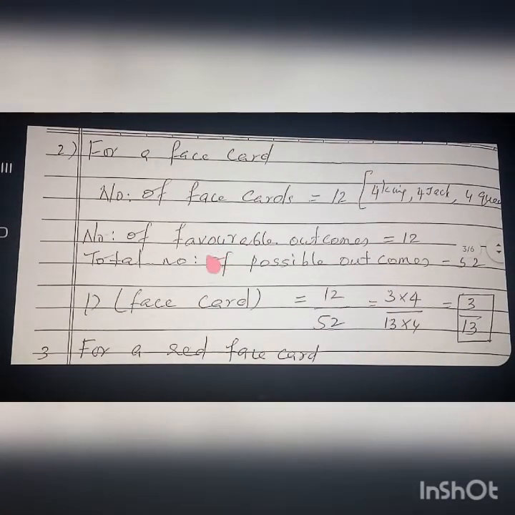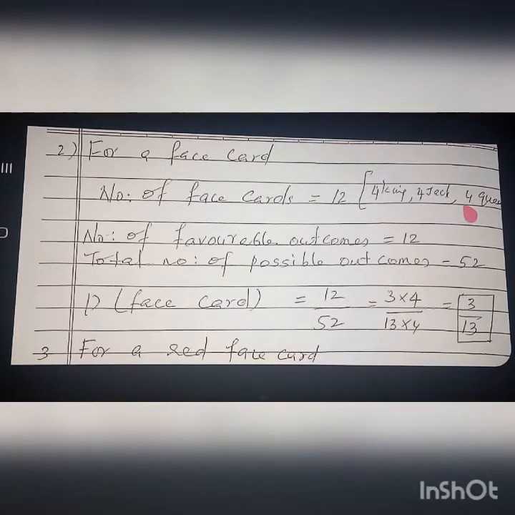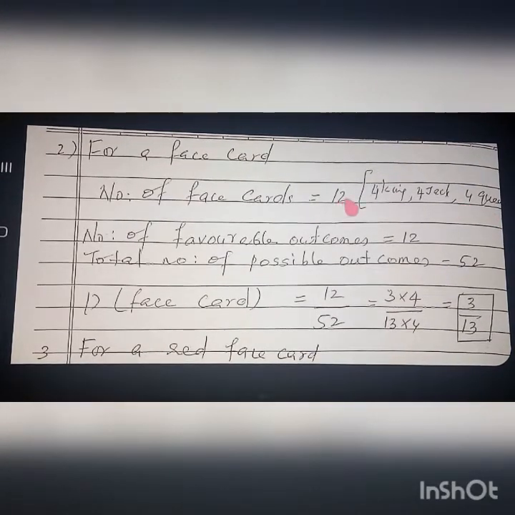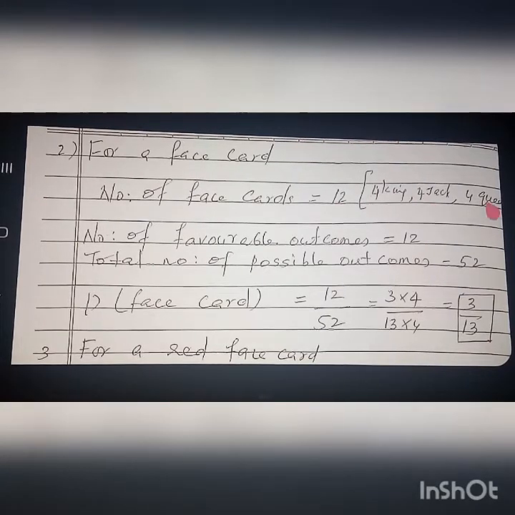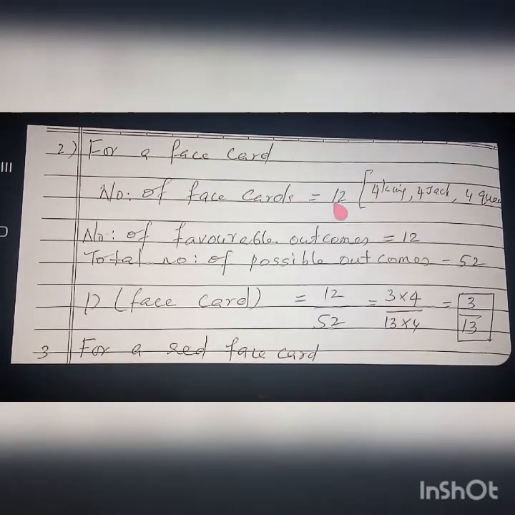What is the next question? For a face card. So when I talk about face cards, you have to think by yourself how many face cards are there. Spade, club, diamond, hearts: 4 types of cards, and each has 1 king, so total 4 kings, 4 jacks and 4 queens. Clear? Each type has 1 king, so 4 kings, 4 jacks, 4 queens. So total number of face cards, how many? 12. Clear?